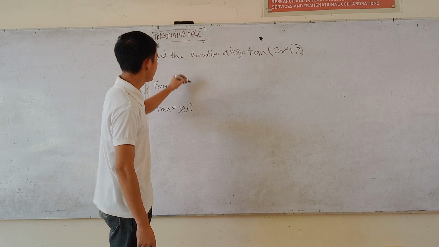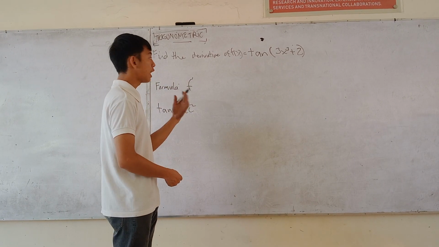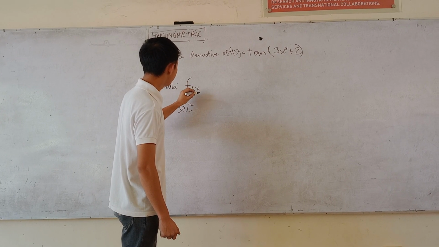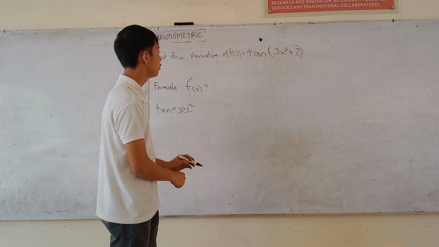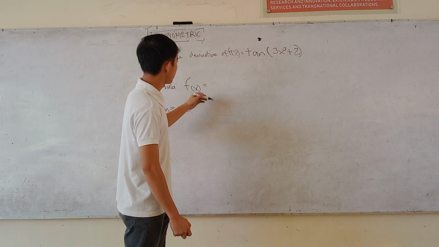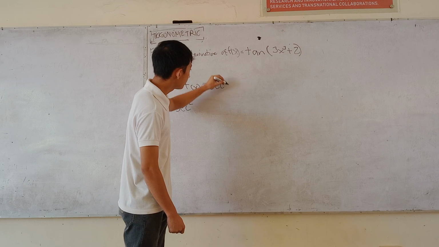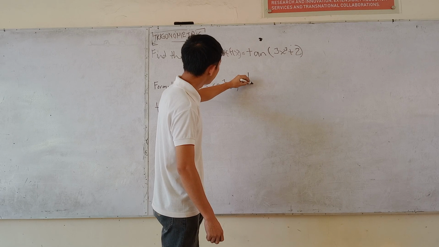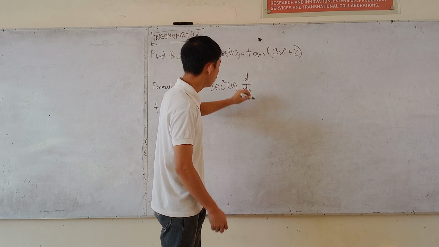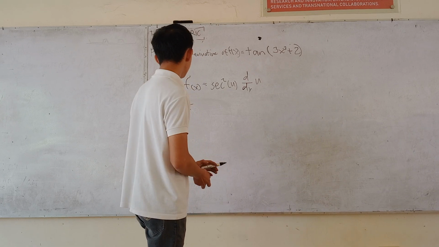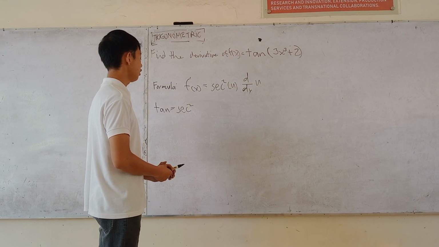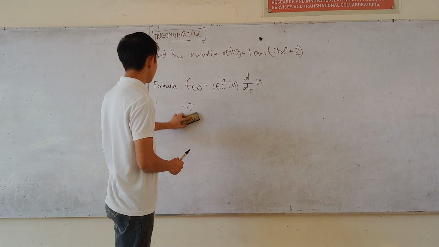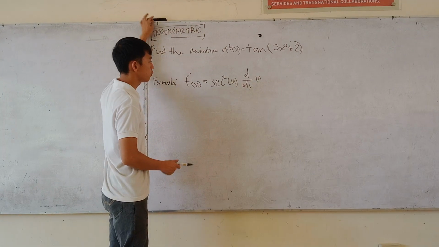So the formula for the derivative of tan of u equals secant squared of u times the derivative of u. So that is the formula for the tangent identities. Next, we need to identify what the u is.